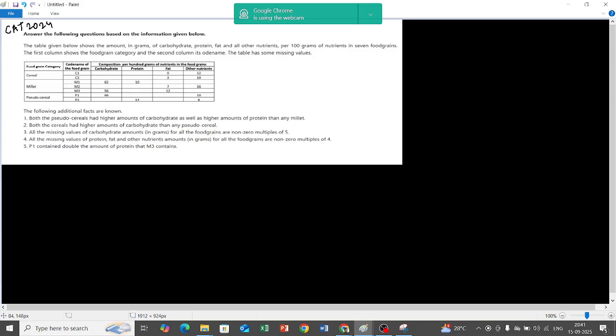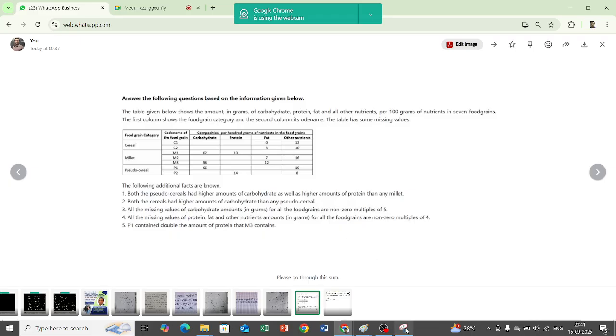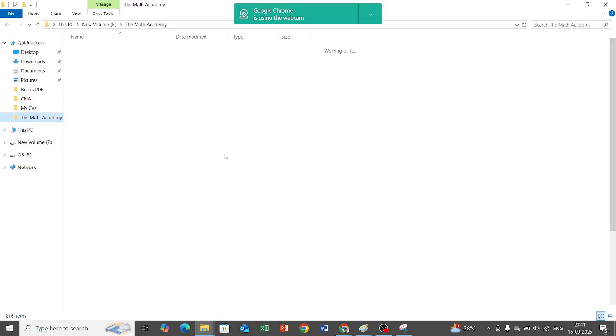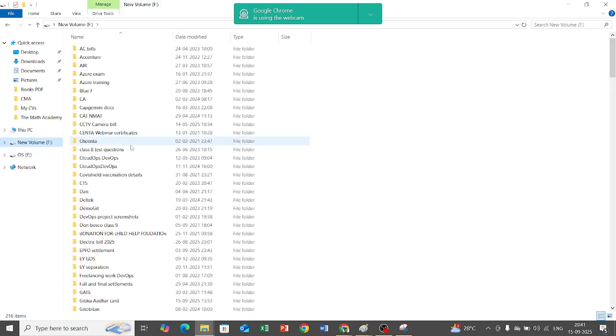The first column shows the food grain category and the second column its code name. Code name means code name of the food grain, C1, C2, M1, M2, M3, P1, P2, this one. The table has some missing values and we have to fill up the missing values as usual. The following additional facts are known. Now for picking up this table, let me see what I can do. 1 second, otherwise I will have to draw that entire thing. That will be difficult for me.